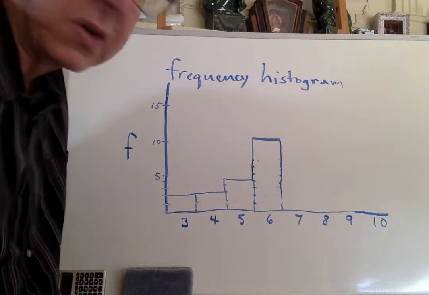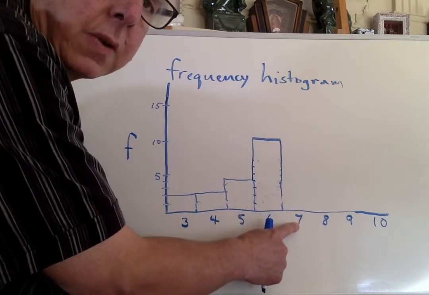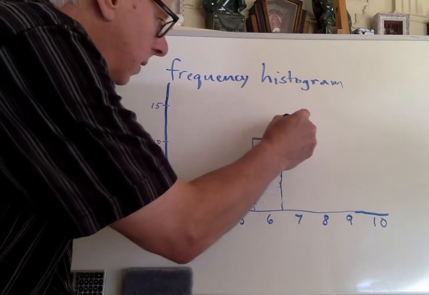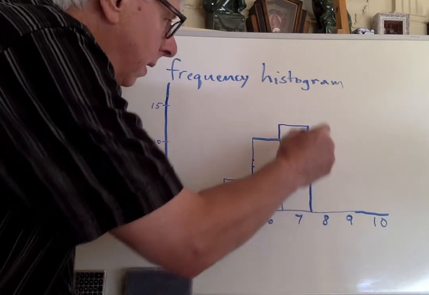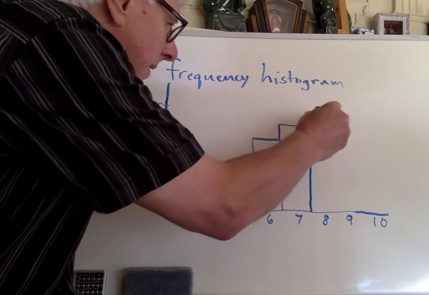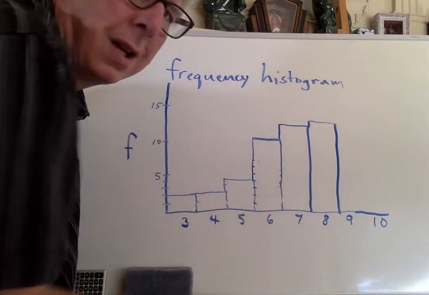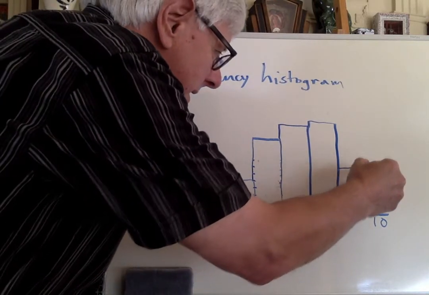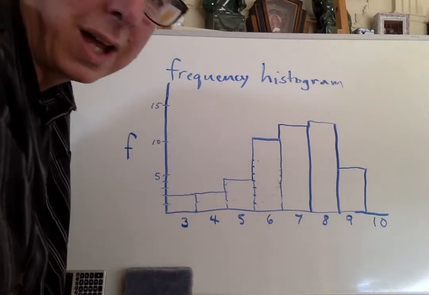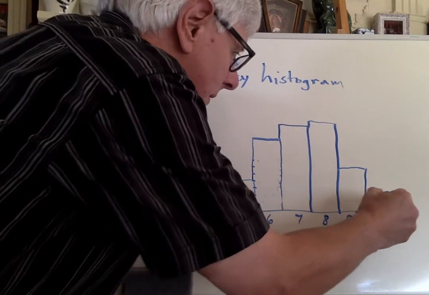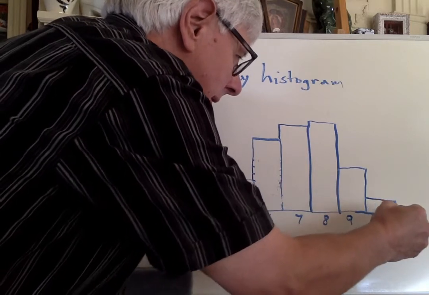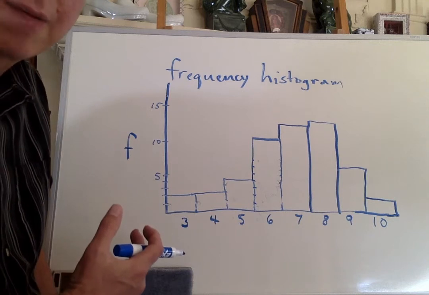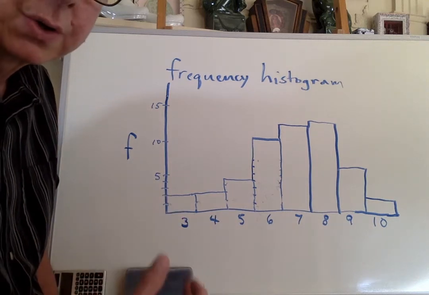So for 7, how many people said they had happiness of 7? Well, that was 15. So we're going to go up like this, right? And then for 8, it was 16. And then for 9, it was 7. And then for 10, we're back down to 2. Okay. So there we have it. This is our frequency histogram for our happiness scores.